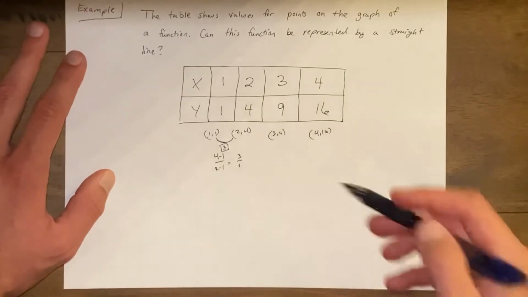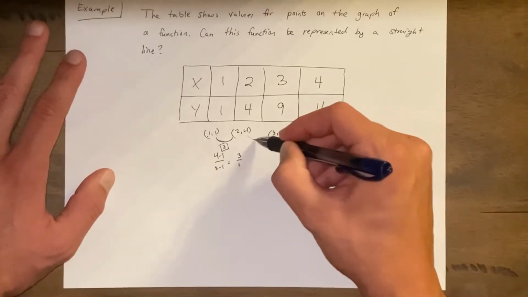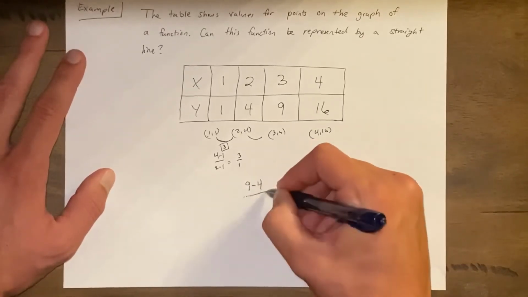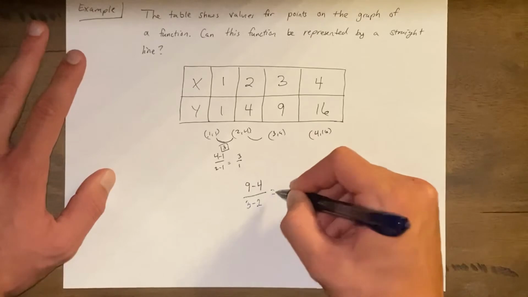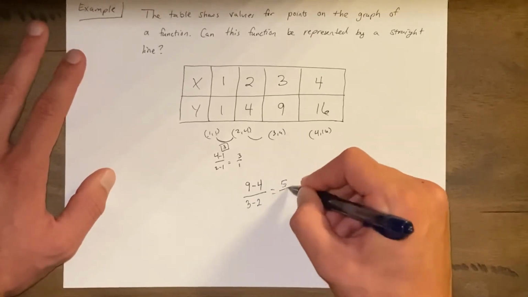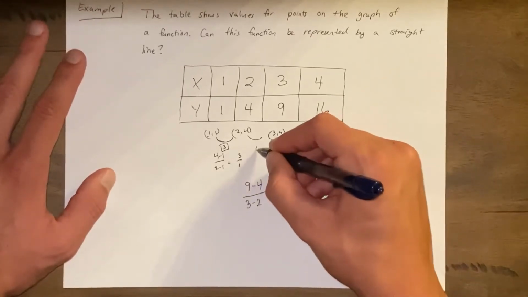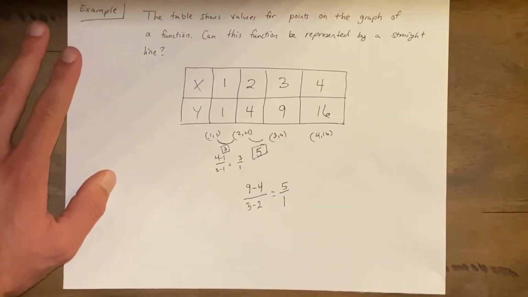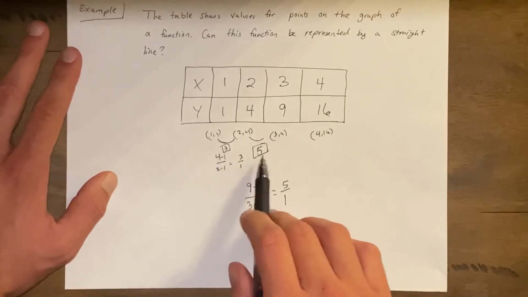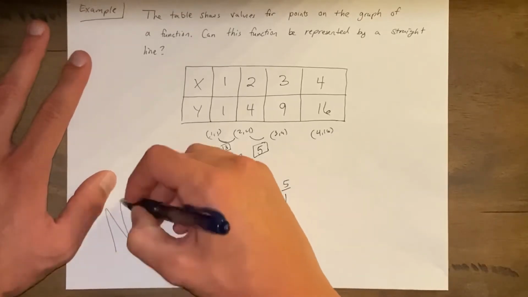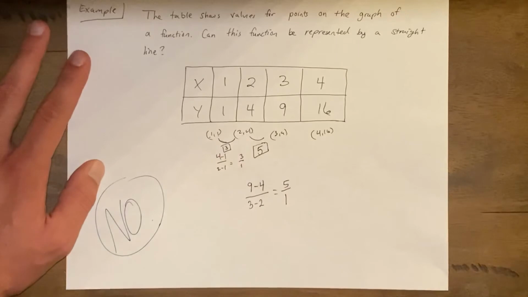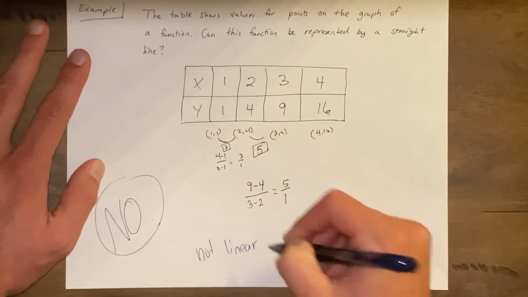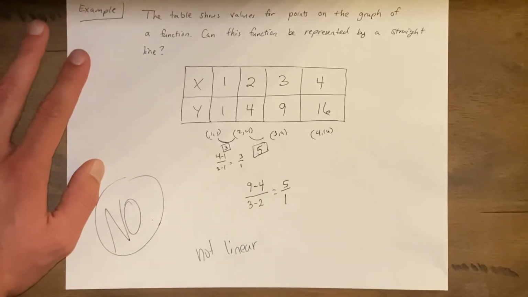Okay, all right, so now let's do it between these 2 points. Okay, so we've got 9 minus 4 over 3 minus 2. Well, 9 minus 4 is 5, 3 minus 2 is 1. So between these 2 points, my slope is 5. So I don't even have to do anything else because I know that since this slope was 3 and this one's 5, the answer is no. This might be a function, but it is not linear because our slope has to be the same between all the points.